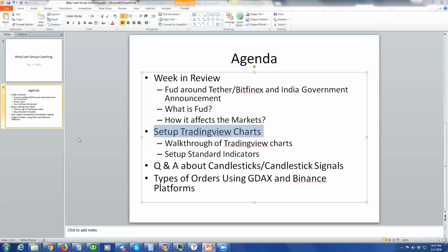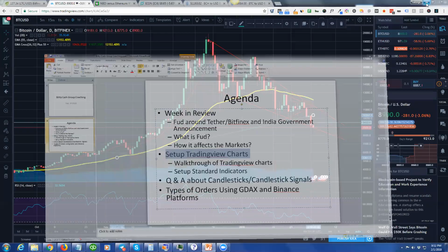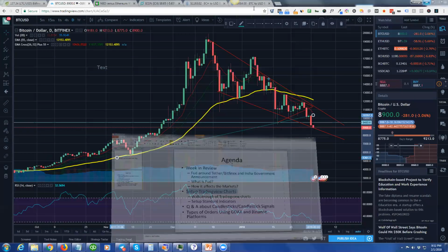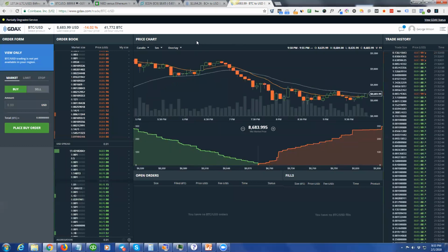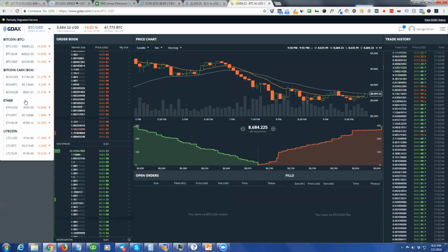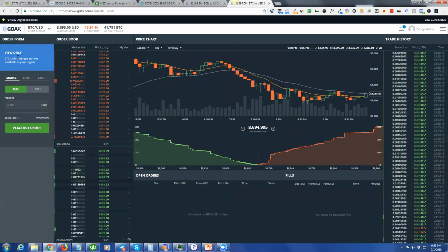So we're just going to look at setting up orders with GDAX, Binance, and I'll show you Bitfinex as well. So let's pop over to those platforms. So I'm going to open up GDAX here. Again, in GDAX, for me, I'm in Canada, so I'm not allowed to trade BTC USD. So I get a little warning here. So it says that I can only view it.